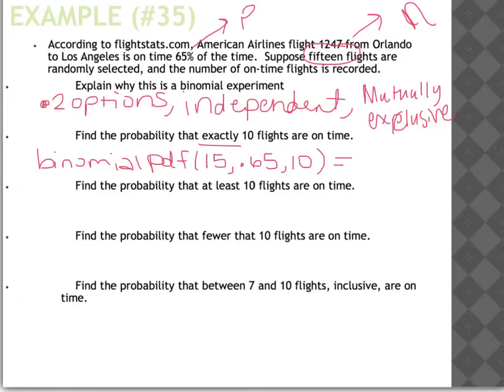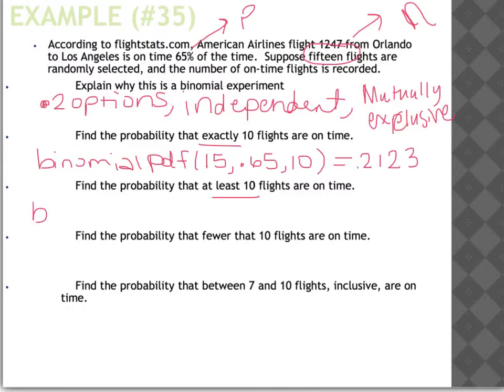Now the correct answer is 0.2123, which is a 21.2% chance of exactly 10 out of 15. Now, the next one says, find the probability that at least 10 flights are on time. At least 10. All right, so now that would be 10 or more.